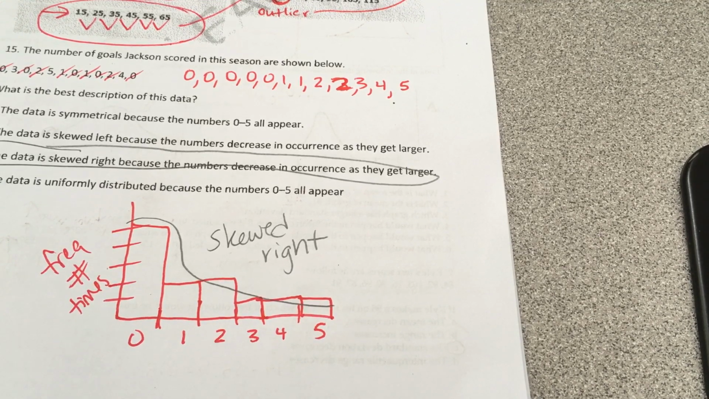I did this the other day, and I did a box plot. 0, 0, 0, 0, 1, 1, 2, 2, 3, 4, 5. Oh, and you had to put brackets in.